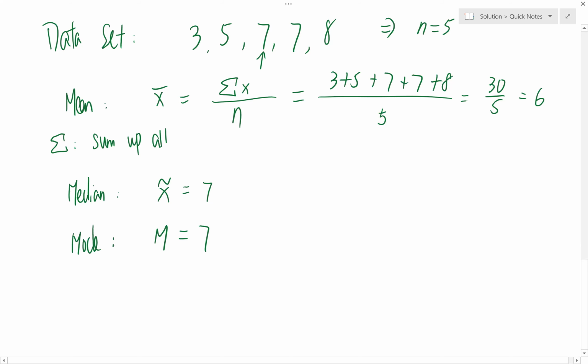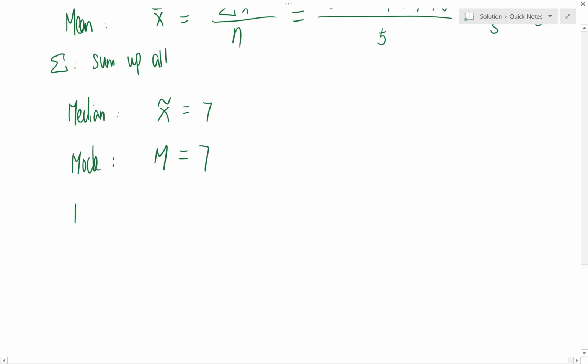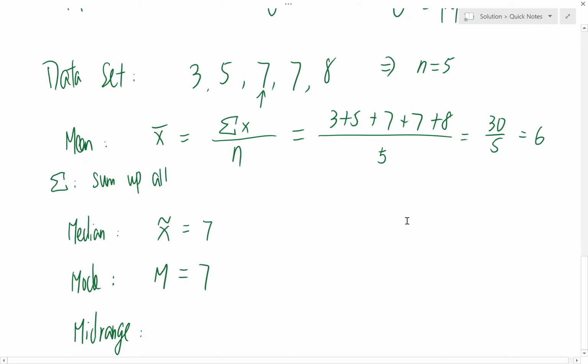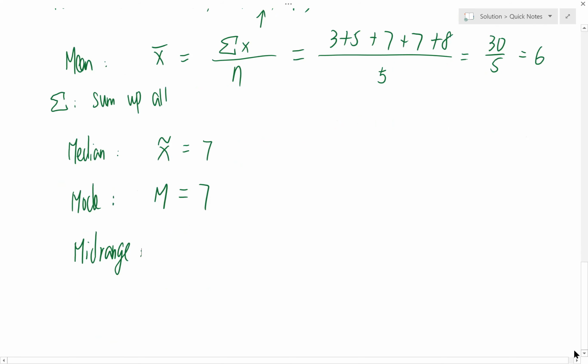All right. Now mid-range. For the mid-range, we're using the minimum value and the maximum value. The minimum value in this case is 3. The maximum value is 8. So you average those two. Mid-range is equal to max value plus minimum value, divided by 2. So this is 8 plus 3 over 2, so 11 over 2, 5.5.